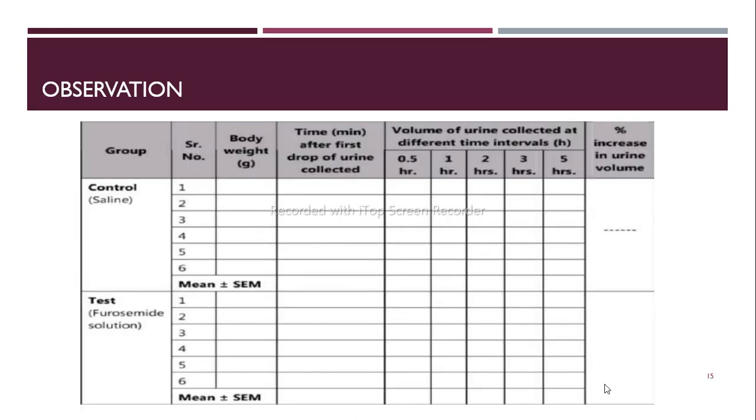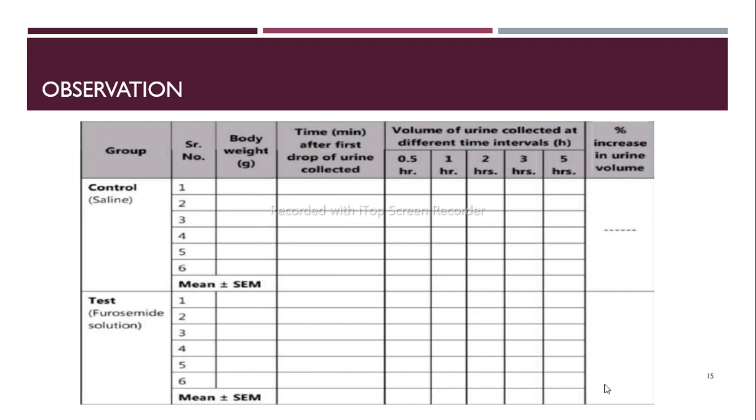So the observation table will look like this. We have two groups, the control group and the test group, with 6 animals each. Then we measure the time in minutes after the first drop of urine is collected. This observation table should already be drawn in your notebook, so that at the time of reading you can directly put your reading into this table.